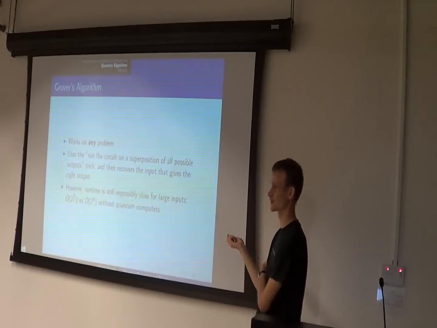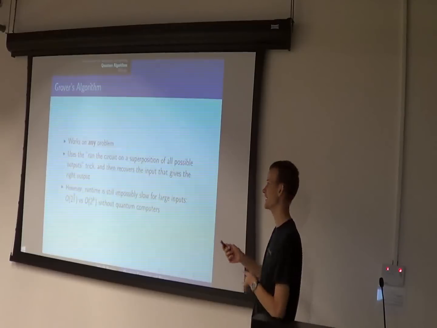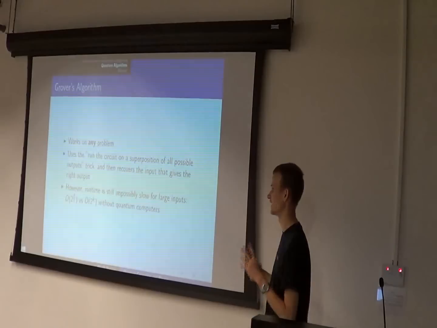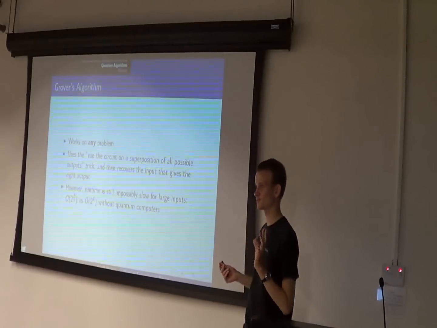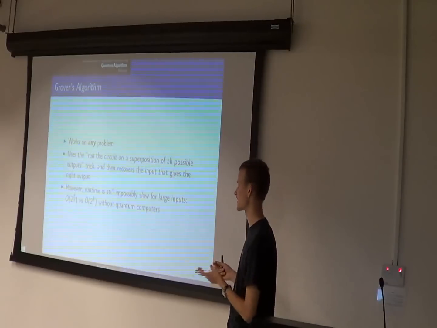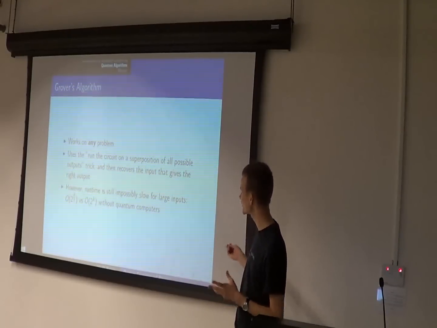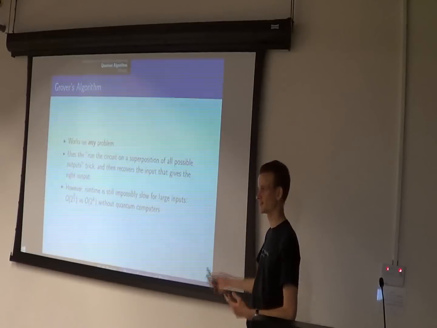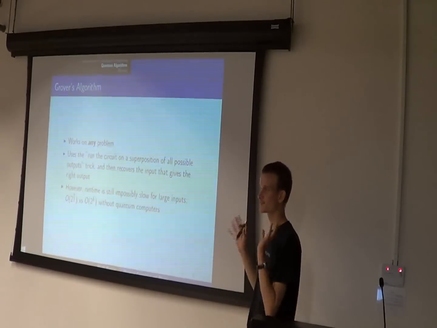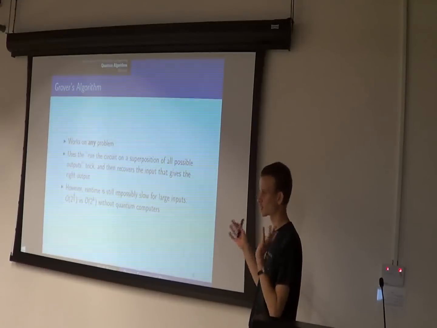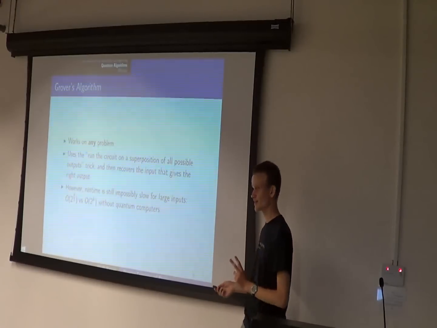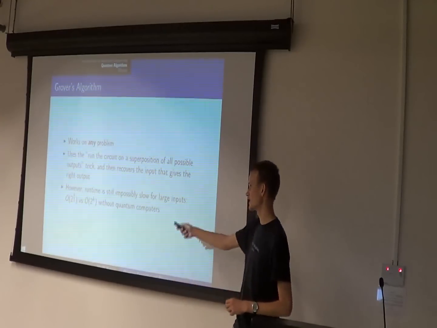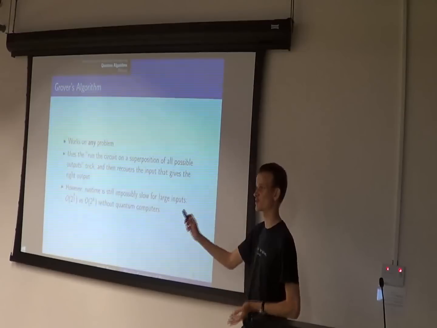Now, Grover's algorithm. Grover's algorithm works on any problem, literally any problem that you can define. In the general form, it basically reverses any function. So how does it work? Basically, it runs the circuit on the superposition of all possible inputs. This is the naive version of how a lot of people think quantum computing works. The problem is that doing this is still very inefficient. So instead of 2 to the k steps, it takes 2 to the k over 2 steps.